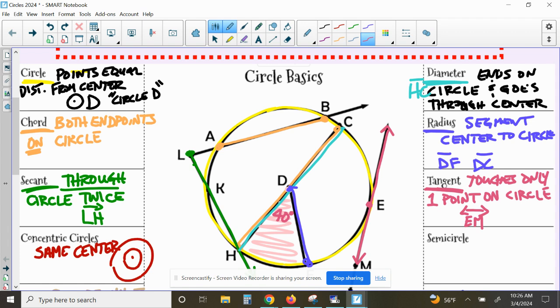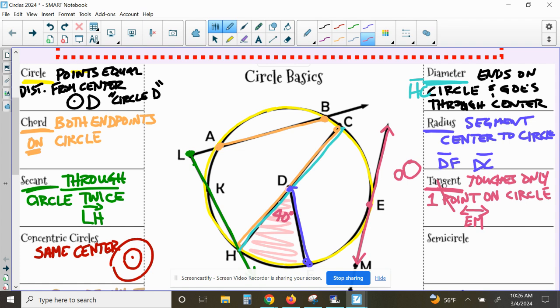Now, other things can be tangent to a circle. You can have two circles that are tangent to each other, like this. You could have this circle and this circle. You see how they're only touching in one point? So you can have two tangent circles also. So you can have other things that are tangent to a circle besides just lines. But they do only touch once.